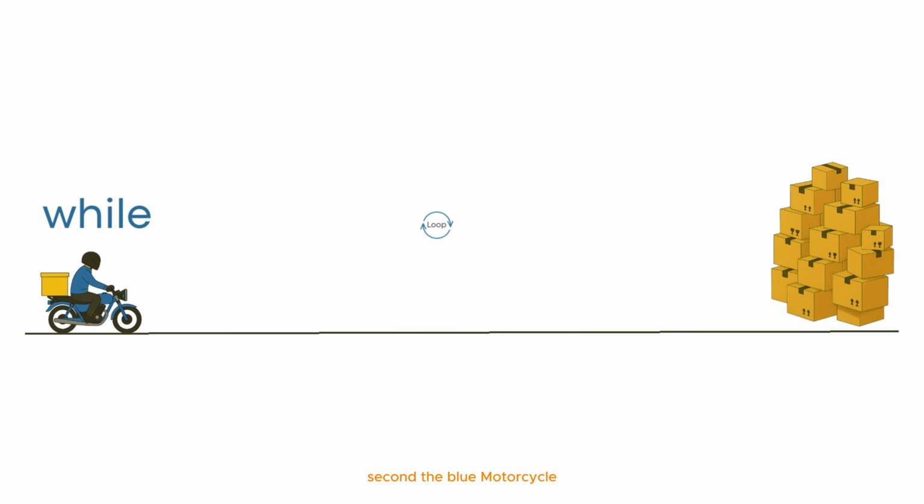Second, the blue motor skill, the while loop. The blue motor skill is our while loop. Its task is a bit different. It has a stack of boxes in front of it, but the total number is unknown. The rule is: as long as there are still boxes in this location, keep moving them. The blue motor skill doesn't know in advance how many steps its job will take.